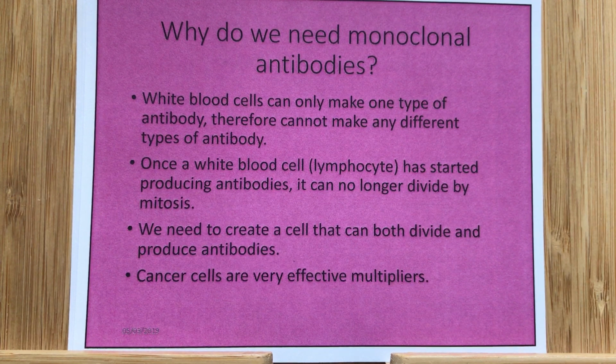Once a white blood cell, known as a lymphocyte, has started producing its particular antibody, it can no longer divide. So if it can't divide, we're left with this finite number. That means a fixed number of white blood cells that are able to make each type of antibody. What we want to do is create a cell that can both divide and produce antibodies. And we know that cancer cells are very effective multipliers.